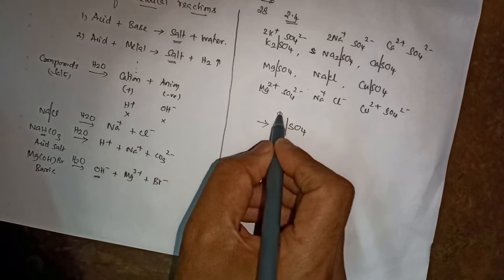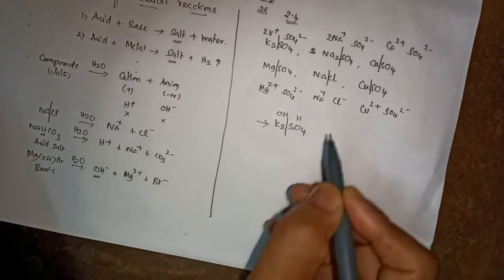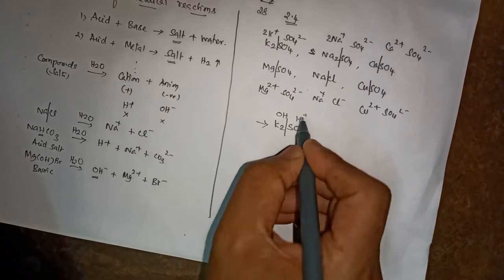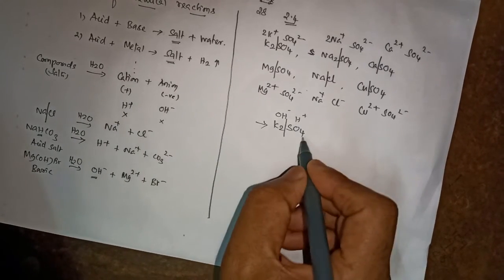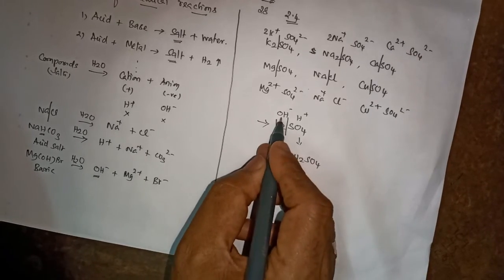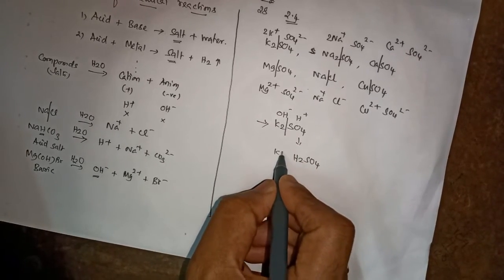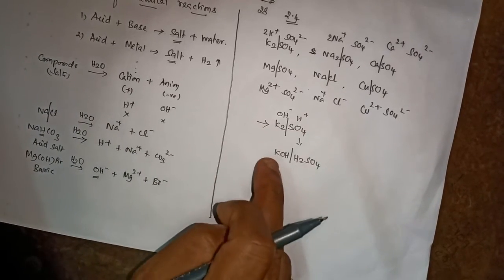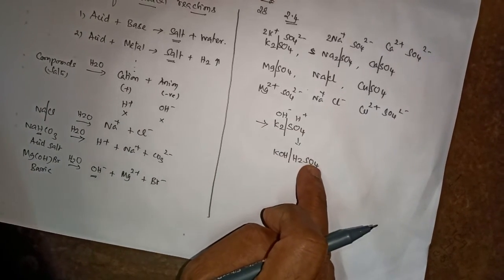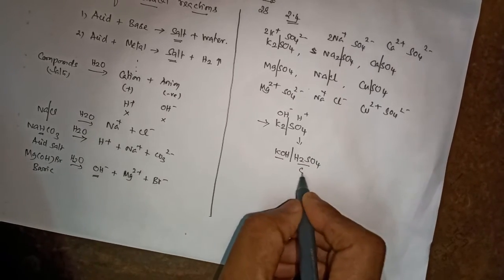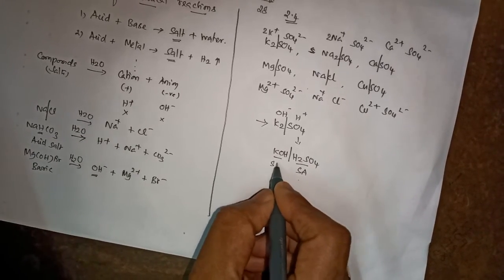To know that, I write here OH and here H. H combines with SO4 and it forms H2SO4. OH minus and potassium combine and it becomes potassium hydroxide. So it is the salt obtained from potassium hydroxide and sulfuric acid. But you compare both of these: it is a strong acid and it is a strong base.